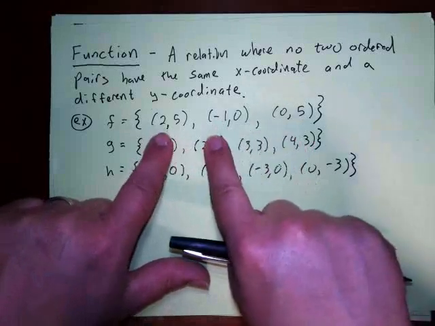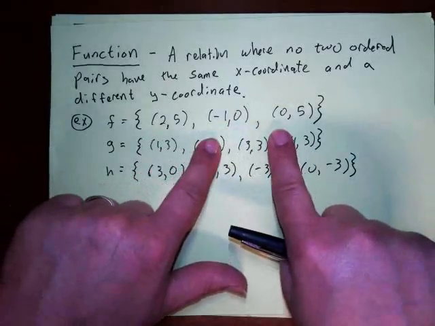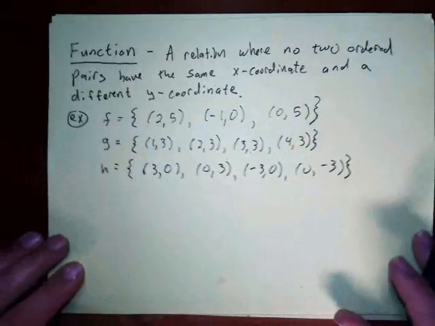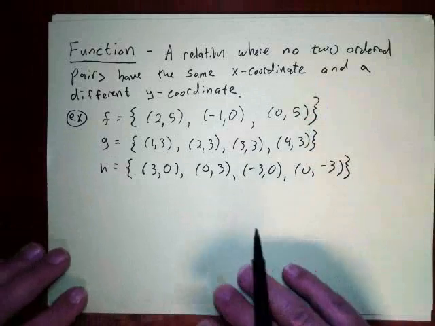And the answer is no. All three of these are different. So you can't have two ordered pairs with the same first coordinate and a different y-coordinate. Okay? And so yes, that is a function.